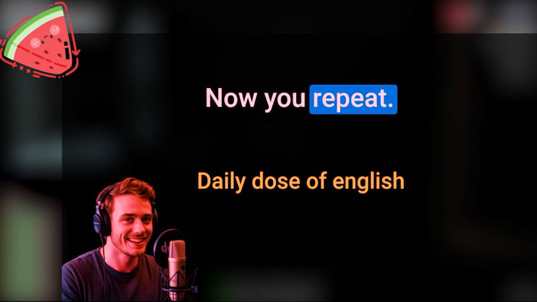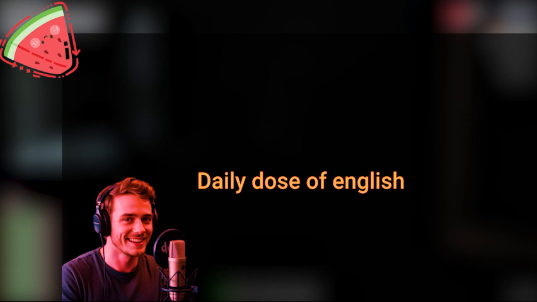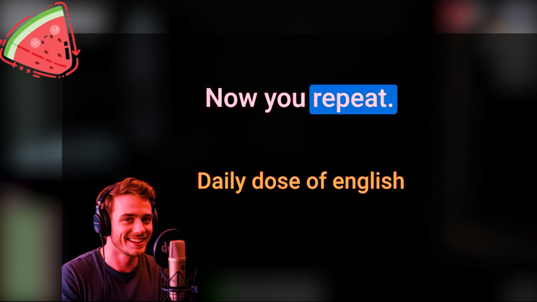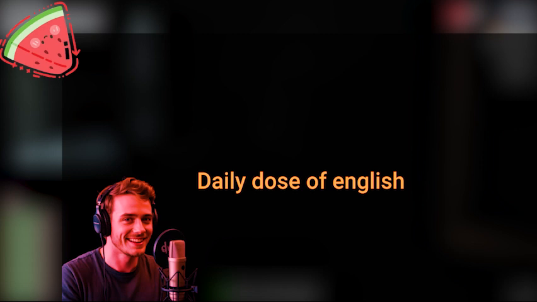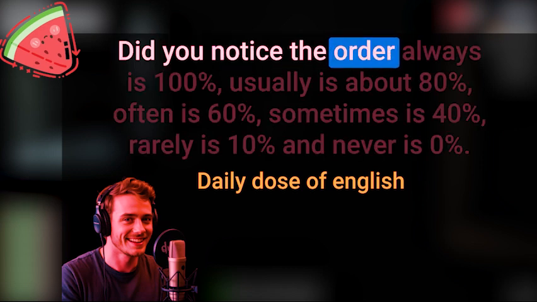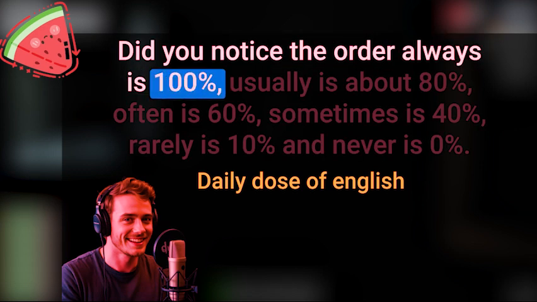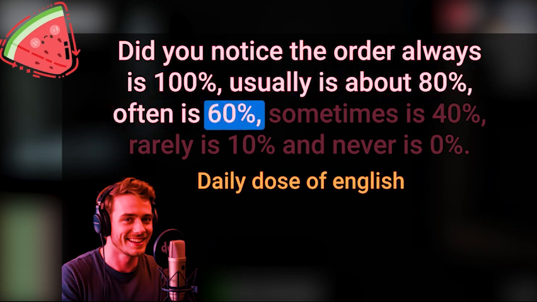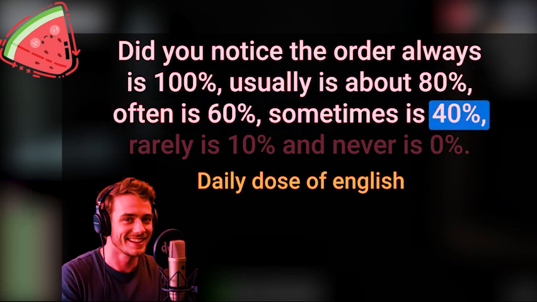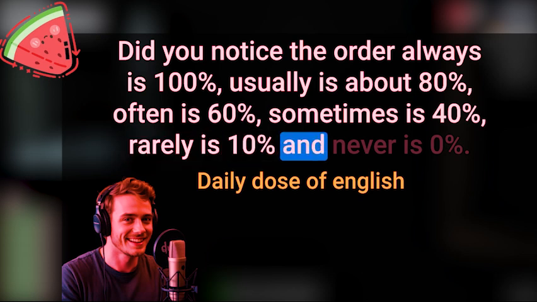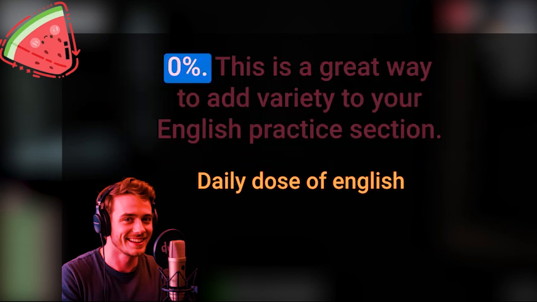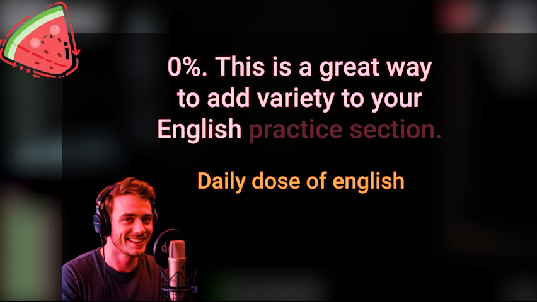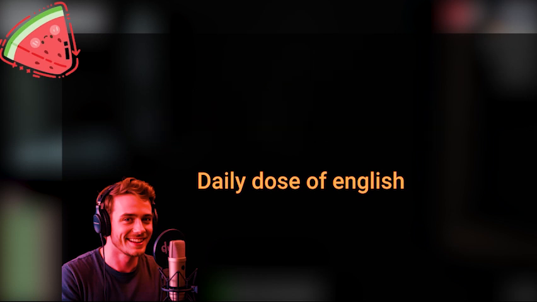I rarely eat fast food. Now you repeat. I never smoke cigarettes. Now you repeat. Did you notice the order? Always is 100%, usually is about 80%, often is 60%, sometimes is 40%, rarely is 10%, and never is 0%. This is a great way to add variety to your English.